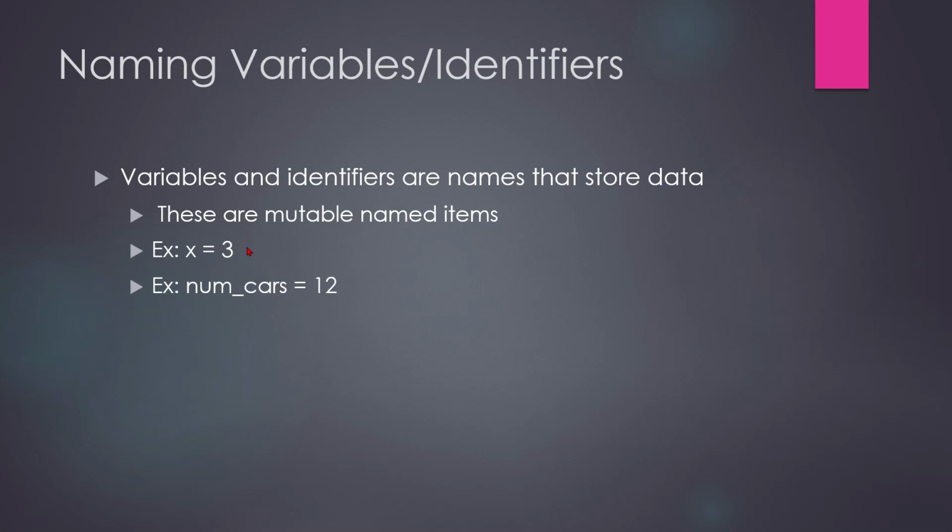So just once more, a few simple examples here. We see x is equal to 3. x is a basic variable that we can use, while num_cars equals 12. num_cars is a very basic identifier we can use once again.